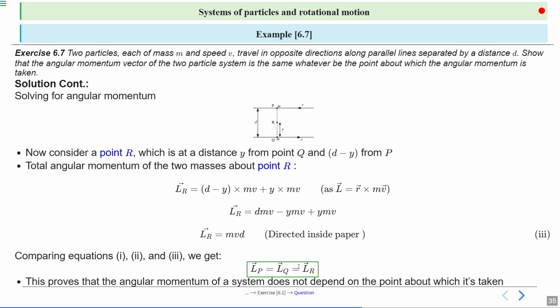This proves that the angular momentum of a system does not depend on the point about which it's taken.